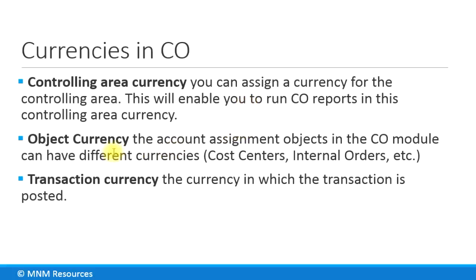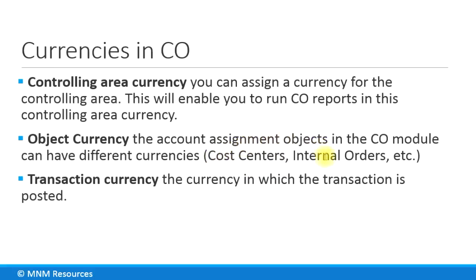Now there's something called the object currency. Now we have seen the account assignment objects in the CO module, which we briefly discussed earlier. That is like your cost centers, internal orders and so on. All these account assignment objects will also have their own currency. For example, in your company code, if you have many different cost centers, you will usually assign those cost centers as per your company code's currency.